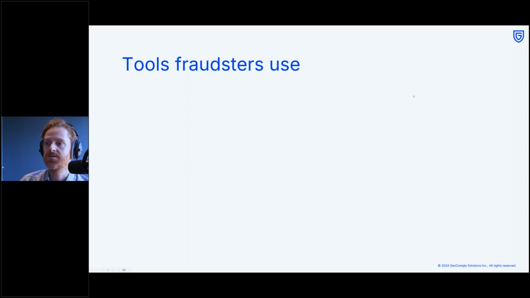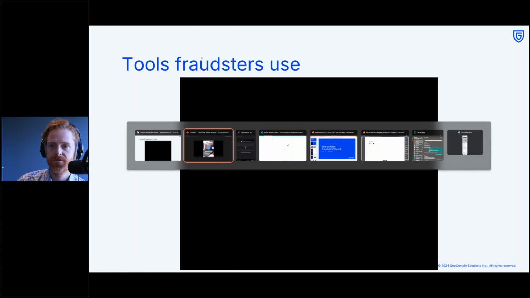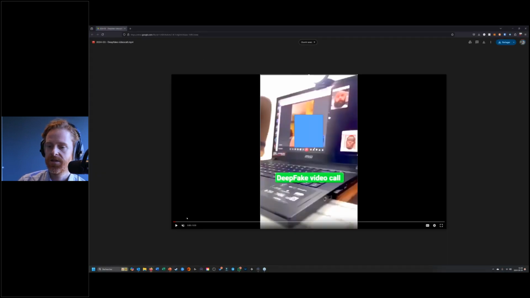Other tools that fraudsters use, and this one we'll try. I'll try to show you a video and you can tell me if you see it. Hassan, do we still see right now the dating apps and VPN? Hassan, can you tell me what you see on the screen right now? Yes, I can see the video. Oh, you see the video.